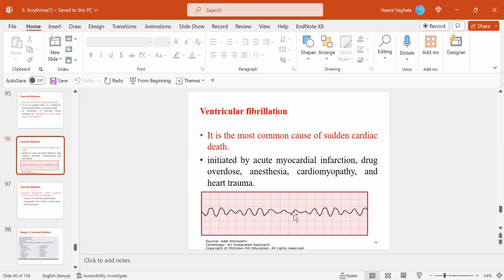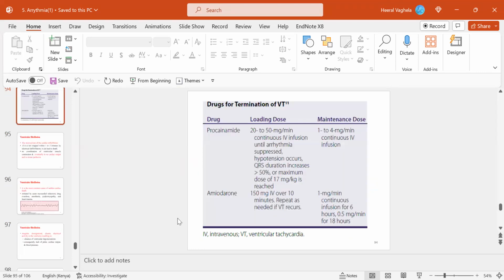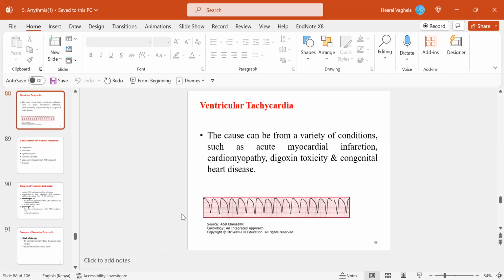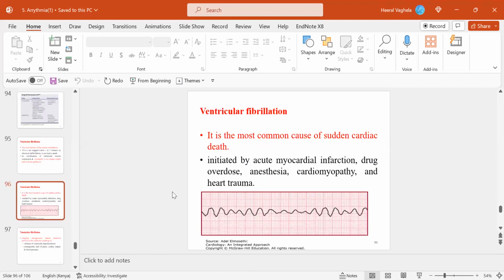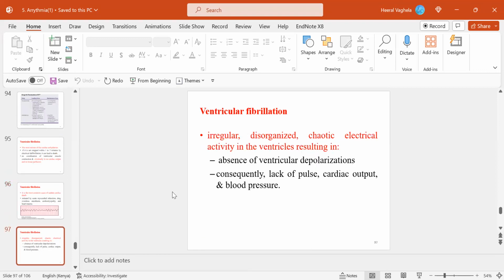There's no sort of organization. At least over here, we saw the QRS complexes, but they're quite organized, they're similar. But over here, they're just disorganized. So there's absence of ventricular depolarization. So there's no cardiac output, or just lack of pulse or cardiac output or blood pressure, because blood is not being pumped to the rest of the body, or to the lungs for oxygenation.